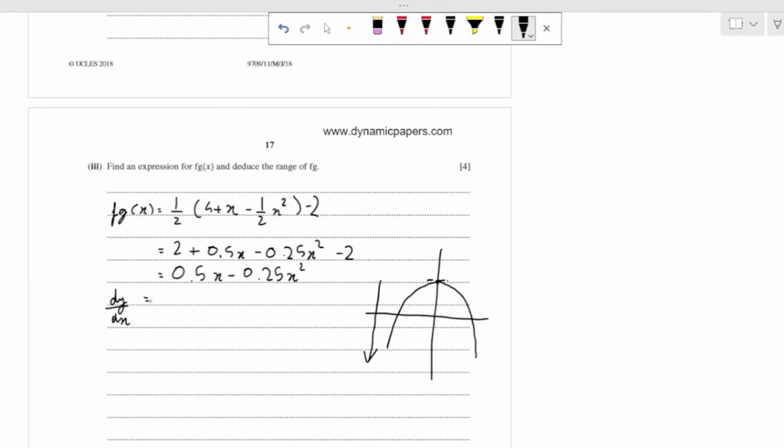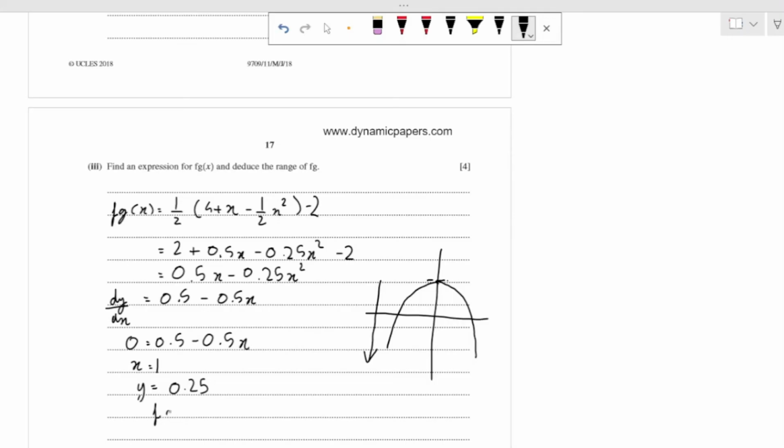So when we differentiate this equation, we get 0.5 minus 0.5x. And we know the turning point has a gradient of 0. So 0.5 minus 0.5x equals 0. When we solve for x, we get 1. But as I said, range is the set of y values. So we need to now get the corresponding y value for this x coordinate. When we put this x coordinate in the original equation of the function fg, we will get 0.25.